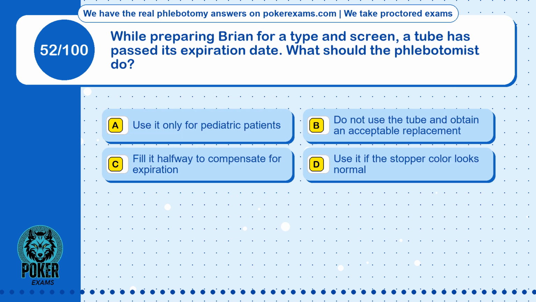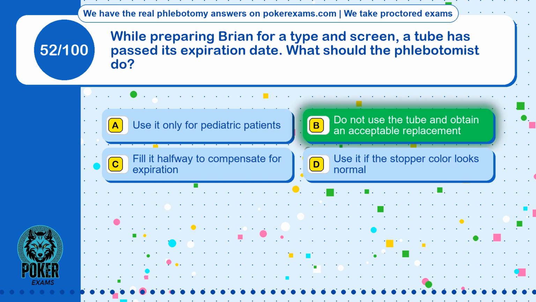Question 52. While preparing Brian for a type and screen, a tube has passed its expiration date. What should the phlebotomist do? Option A. Use it only for pediatric patients. Option B. Do not use the tube and obtain an acceptable replacement. Option C. Fill it halfway to compensate for expiration. Option D. Use it if the stopper color looks normal.